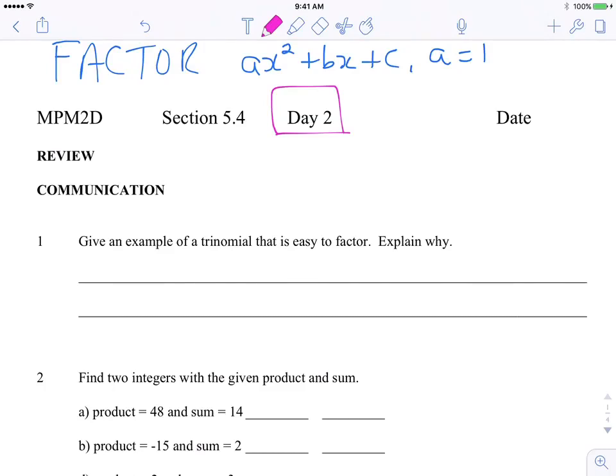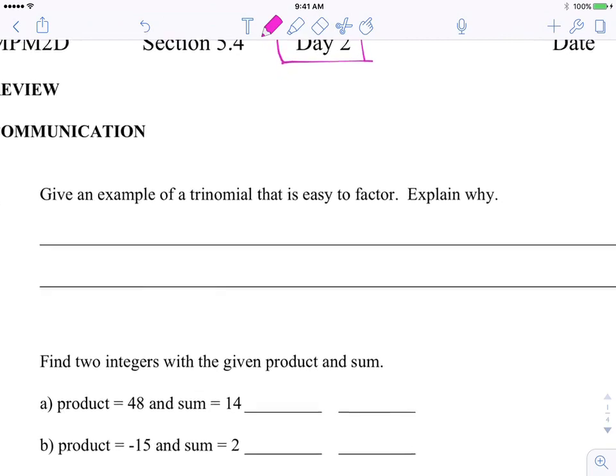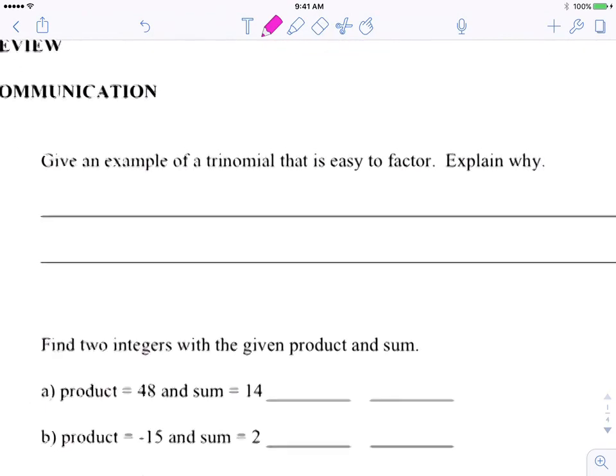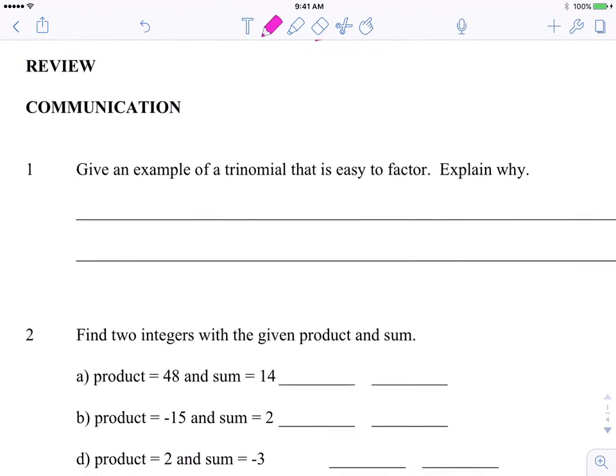Okay, gentlemen, here we go with 5.4 day 2. Again, we're factoring a quadratic in standard form when the a value is 1. To start off, we're going to look at an example of a trinomial that's easy to factor and explain why.